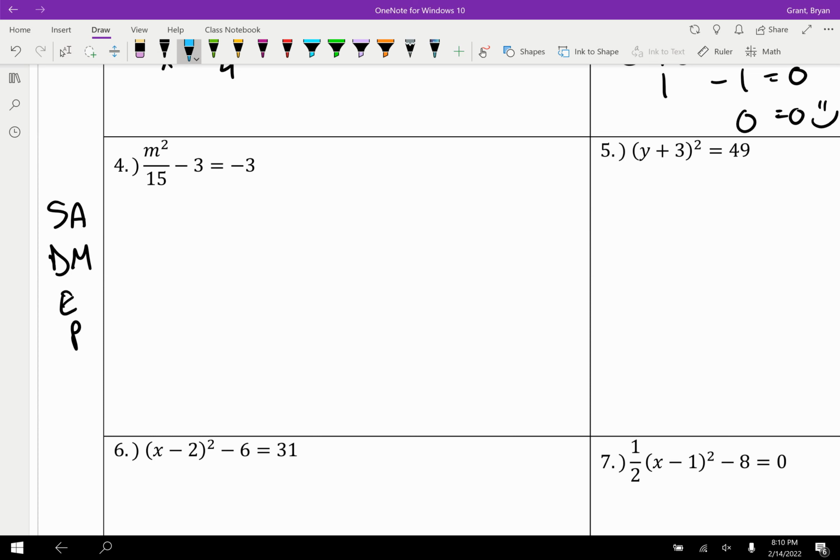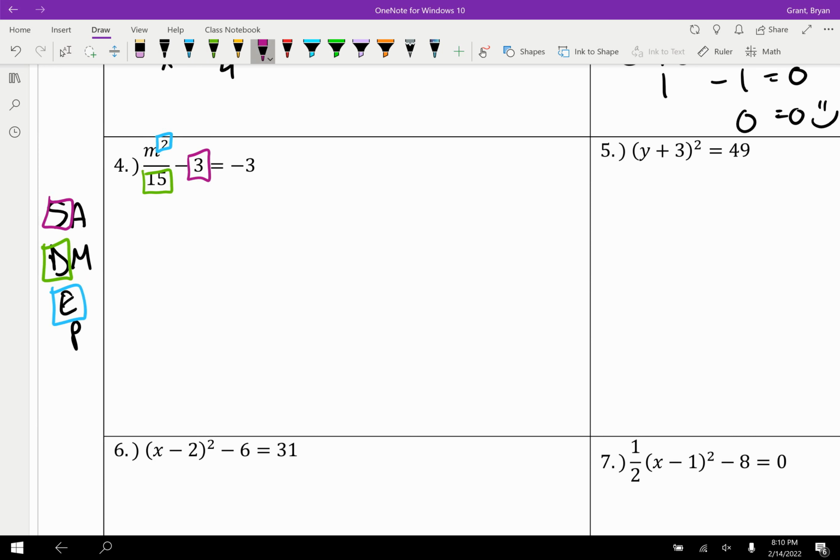There are 3 numbers attached to m. We have that square, which is our exponent, no surprise. We have our 3, which is subtracting. And then we have our 15. And how's the 15 attached? Well, remember that fractions mean divide. 15 is attached to m by division.